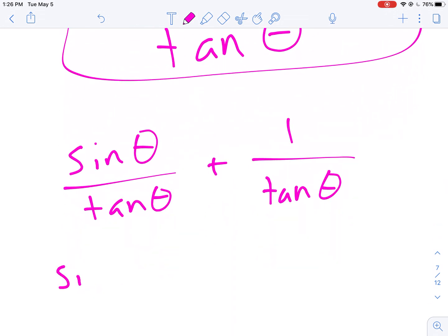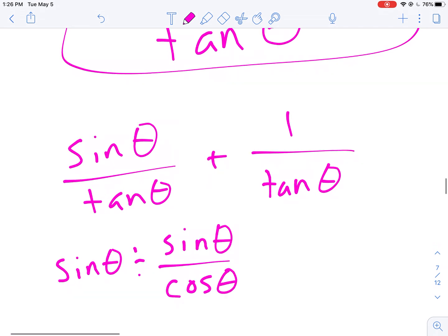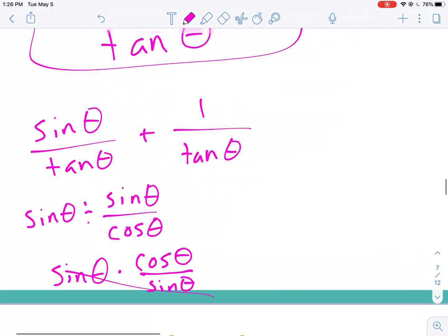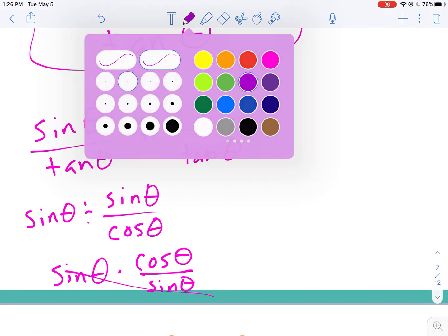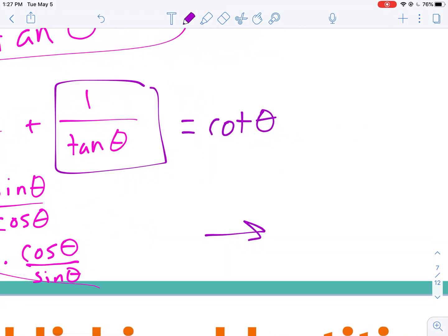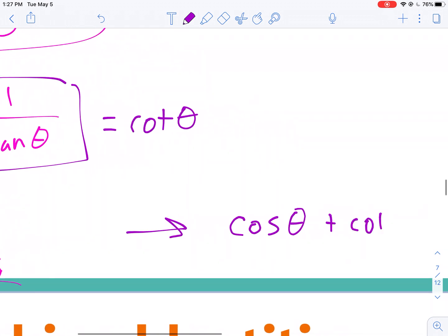So this is the sine of theta divided by the sine of theta over the cosine of theta, which is the sine of theta times the cosine of theta over the sine of theta. Those sines of theta cross out. I can rewrite this 1 over the tangent of theta as the cotangent of theta. And then I could turn this into the cosine of theta plus the cotangent of theta.